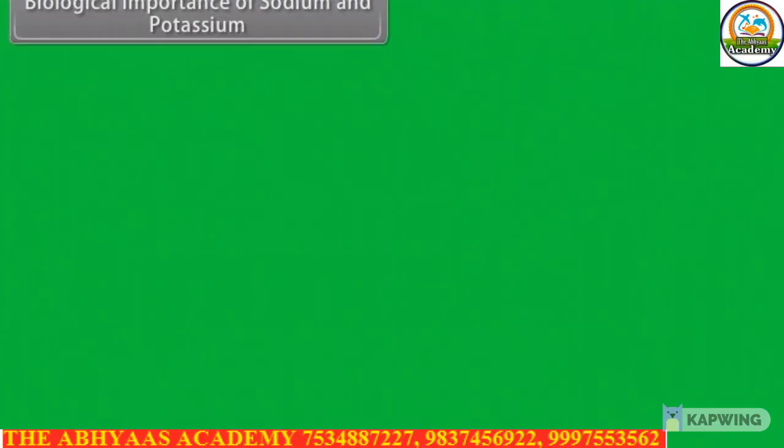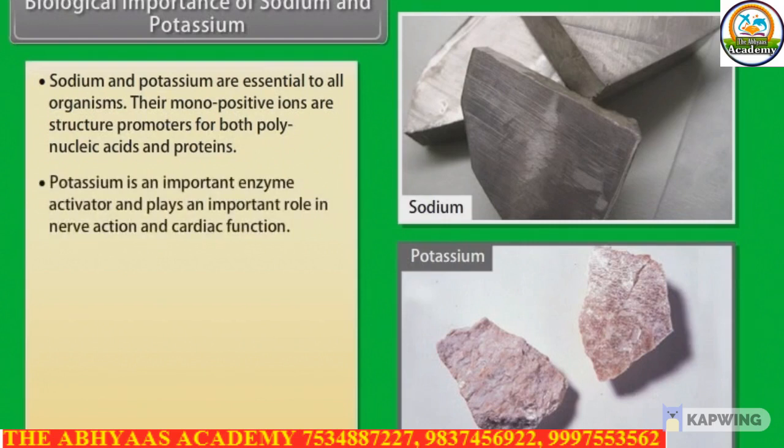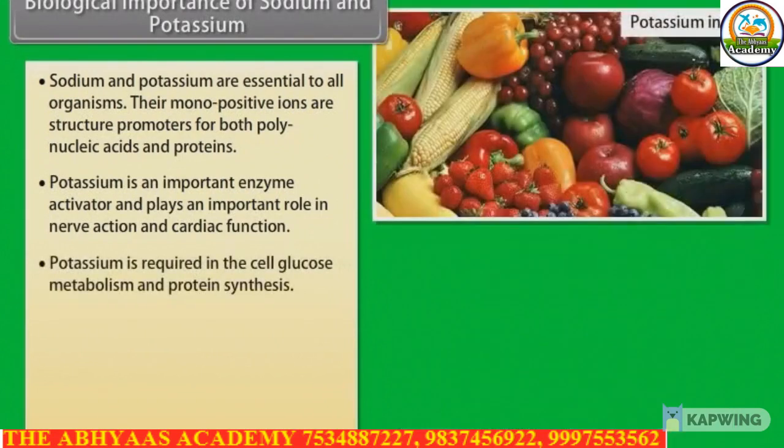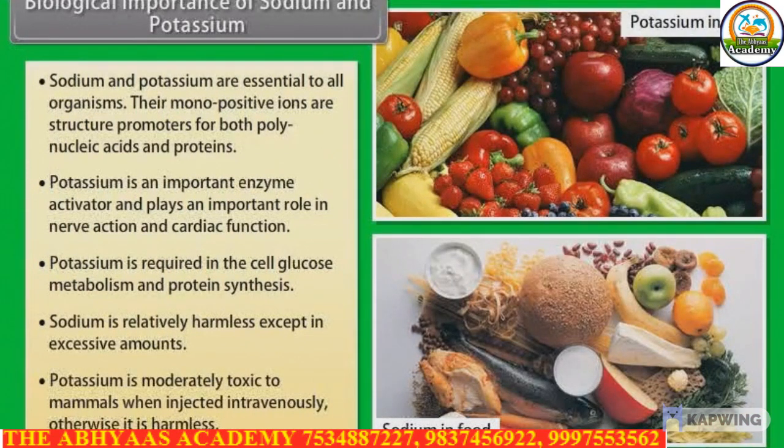Biological importance of sodium and potassium. Sodium and potassium are essential to all organisms. Their monopositive ions are structure promoters for both polynucleic acids and proteins. Potassium is an important enzyme activator and plays an important role in nerve action and cardiac function. Potassium is required in cell glucose metabolism and protein synthesis. Sodium is relatively harmless except in excessive amounts. Potassium is moderately toxic to mammals when injected intravenously, otherwise it is harmless.